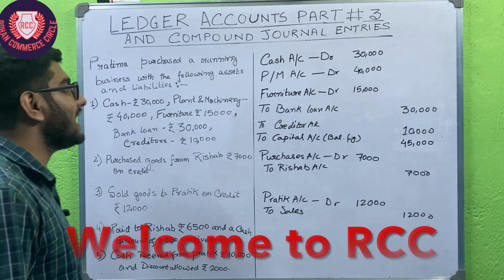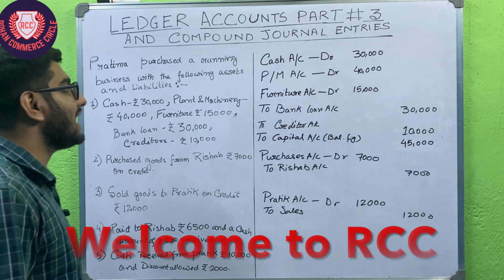How much is it? It is rupees 6,500, and to discount received is 500. But this is a single entry, we have to do it in a double entry system. So in cash account, where is the cash account? This one. So in cash account we have to write by Rishabh.